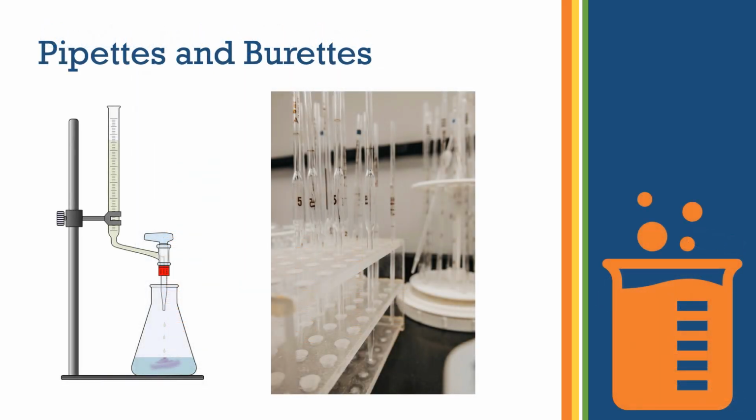For more precise measurements, we use pipettes and burettes. Pipettes are used to transfer small amounts of liquid. There are various types, such as volumetric pipettes for very precise measurements, and micropipettes for handling very small volumes. Burettes are used in titration to dispense a variable measured amount of liquid. They have a stopcock at the bottom that allows you to control the flow of the liquid drop by drop.